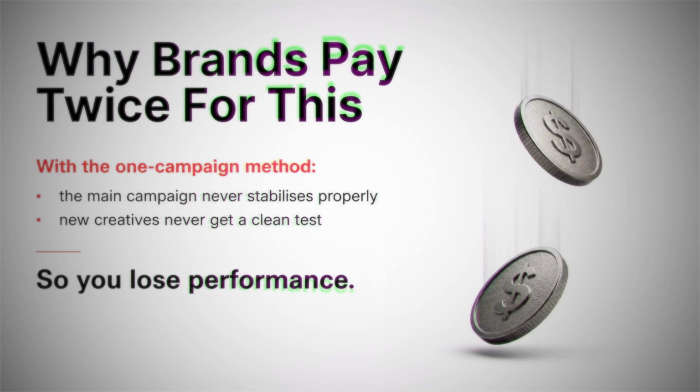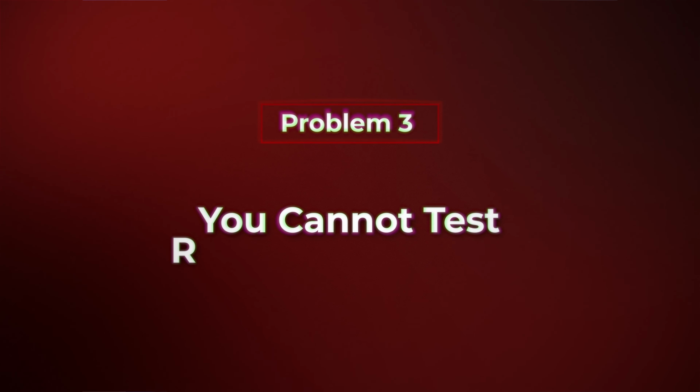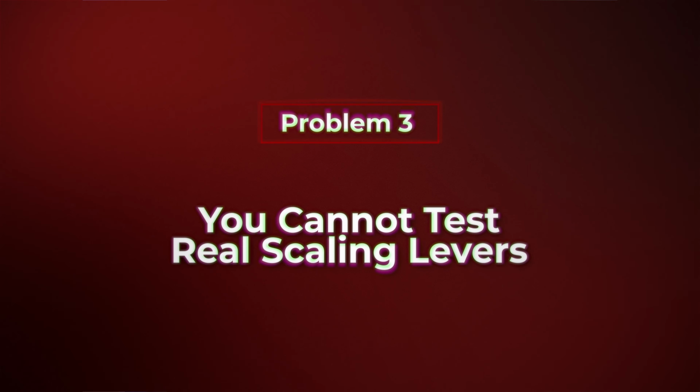Once because the algorithm never stabilizes and the CPA stays stuck, and once because they can't even tell whether their new creative is a winner or a loser because it never gets a clean read inside the chaos. Third failure, a single campaign closes off the scaling levers that only exist when you run multiple campaigns in parallel.